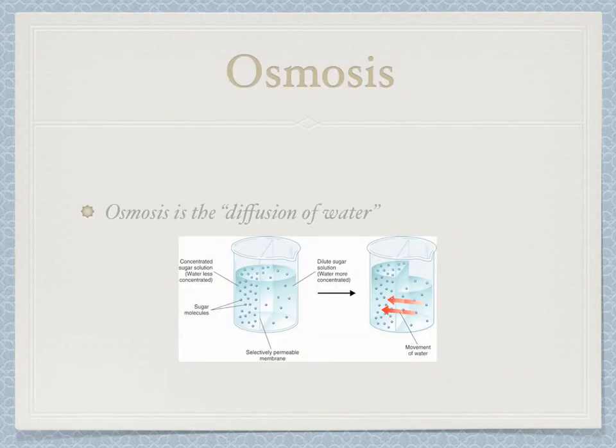Osmosis is basically the diffusion of water. Water moves from a solution with a higher concentration to a solution with a lower solute concentration, working to even out the solute concentration, or to an isotonic environment.